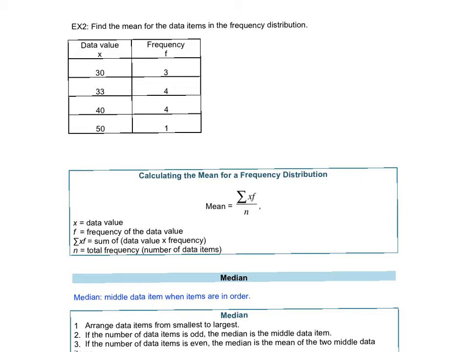So remember what this is saying for this first row. It's saying for the data item of 30, I have 3 of those. So that's the same as 30 plus 30 plus 30. But isn't that also the same as 30 times 3? So if your data is already organized in a table, you can just multiply across in the rows. And 30 times 3 would just be 90.